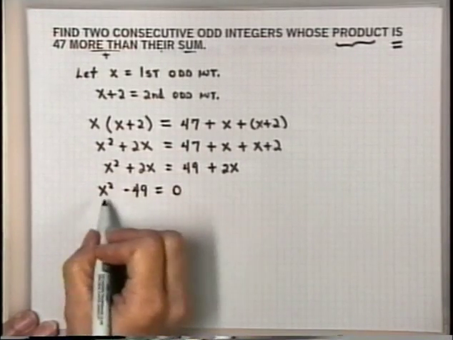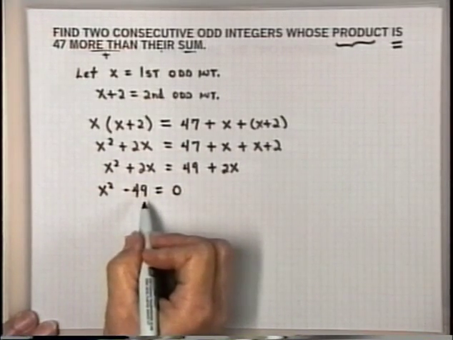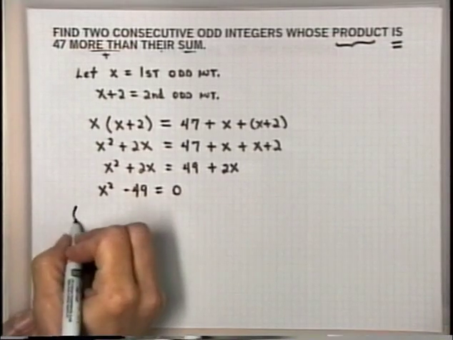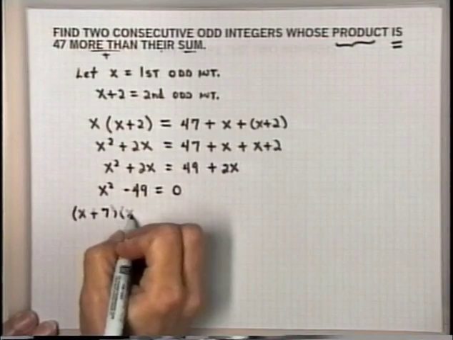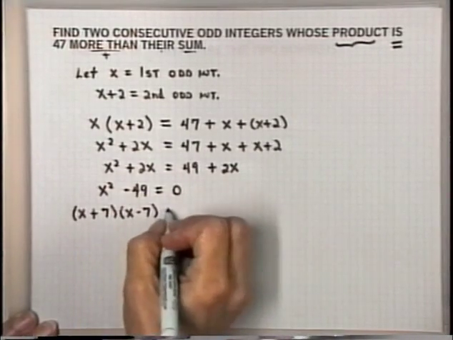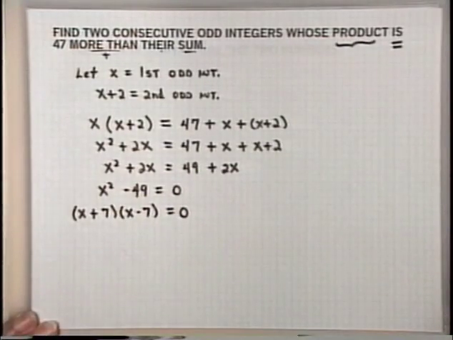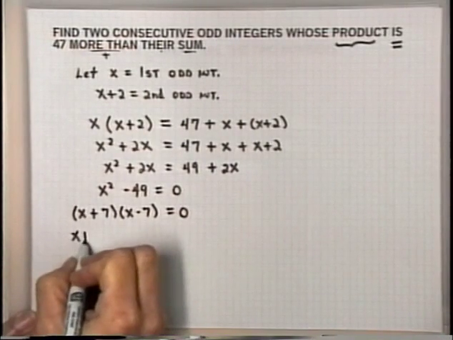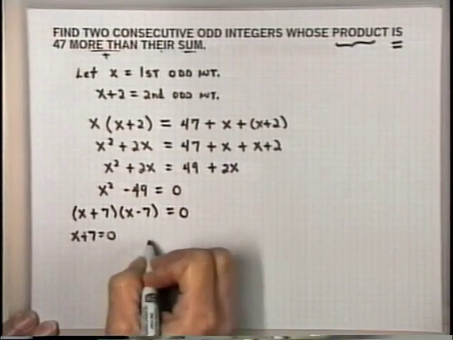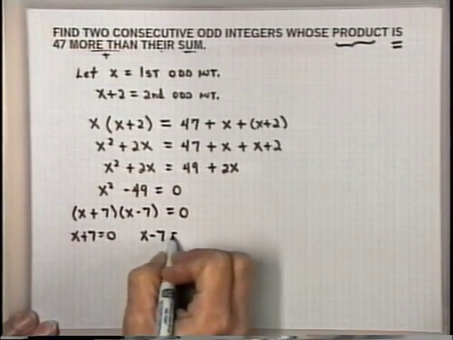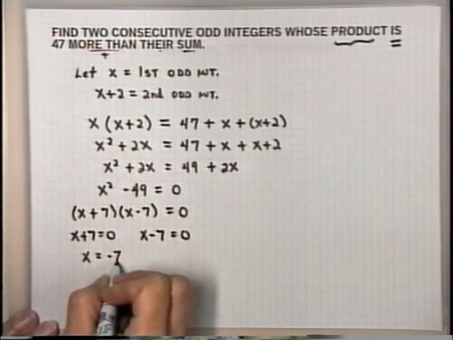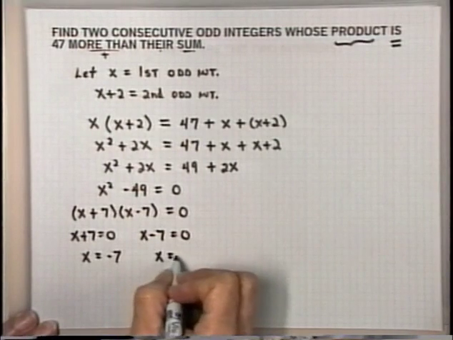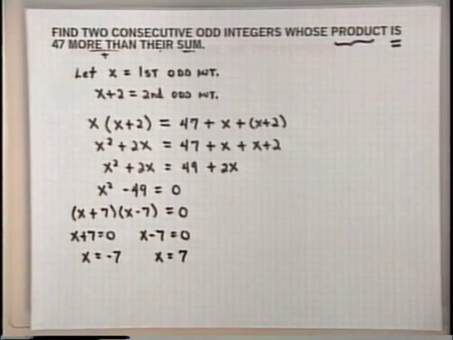I have a difference of squares on the left. So to factor a difference of squares, we get conjugates of the square roots. x plus 7 times x minus 7 equals 0. Setting each of these factors equal to 0, and then solving each of these equations for x, we have x equals negative 7 or x equals positive 7.